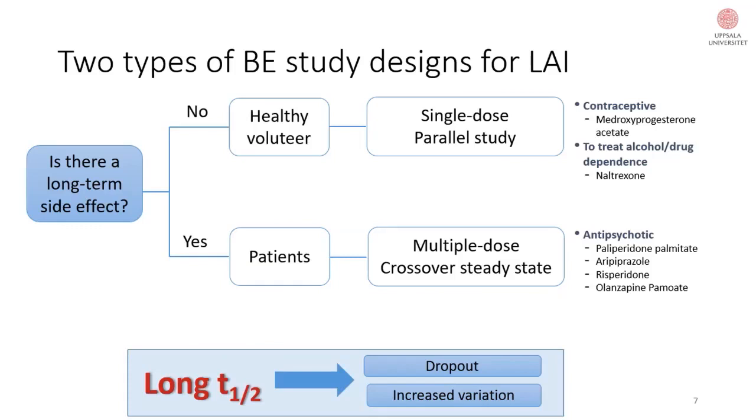Other problems, of course, here are if we're running a very long multiple dose crossover steady state study, there's problems with dropout. There's going to be increased variation as you go across different occasions in the study.